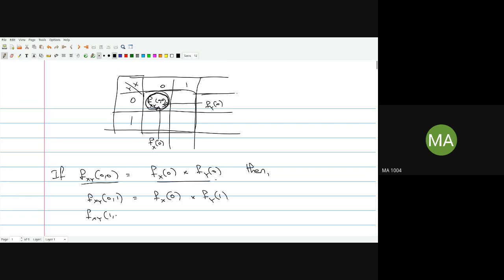So the reverse is also true, sir. If one entry is not independent, then all the other 3 entries will also be non-independent? No, that may not be the case in general, but for a 2 cross 2, it will be. So just follow me. So this and finally this will follow.